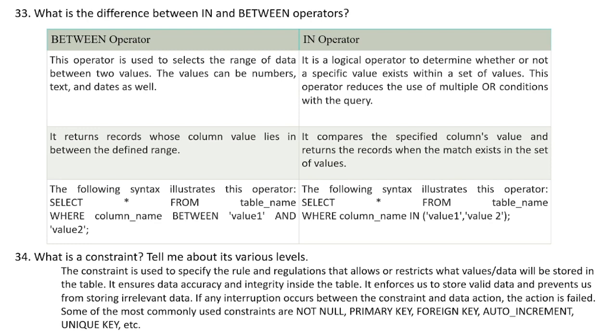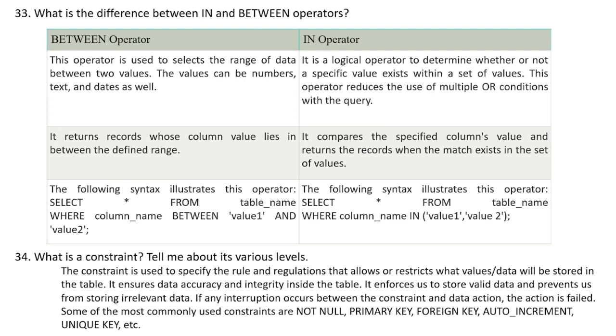Second point. Between operator returns records whose column value lies in between the defined range. And in operator compares the specified column's value and returns the records when the match exists in the set of values. Third point. The following syntax illustrates between operator. Select * from table_name where column_name between value1 and value2. The following syntax illustrates in operator. Select * from table_name where column_name in (value1, value2).